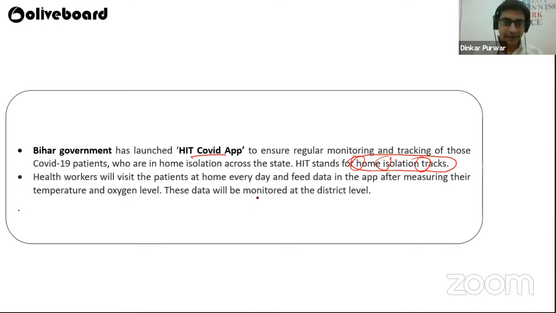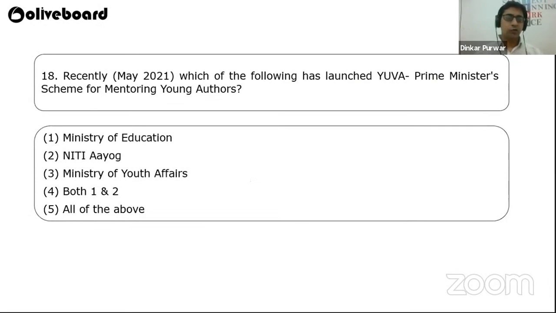Okay, guys. Come on, right. Question number 18. Recently in May 2021, which of the following has launched Yuva, Prime Minister scheme for mentoring young authors? Ministry of Education, Niti Aayog, Ministry of Youth Affairs, both one and two, all of the above.